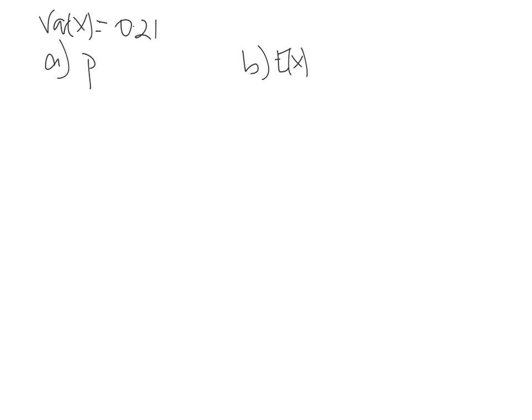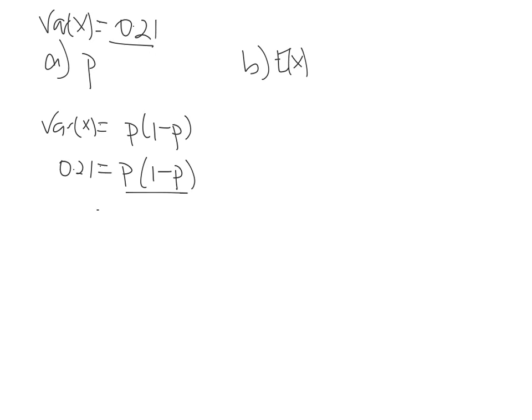So, we know that variance of X equals p times (1 minus p). In this case, we've got 0.21, so we'll have 0.21 equals p(1 minus p). If we expand this, we'll end up with p minus p squared. And then we can rearrange this to make it a polynomial set to 0. So we'll have negative p squared plus p minus 0.21 equals 0.